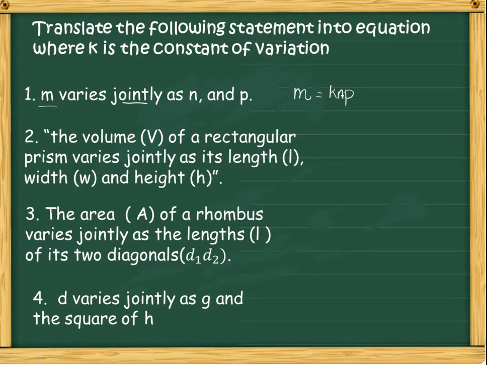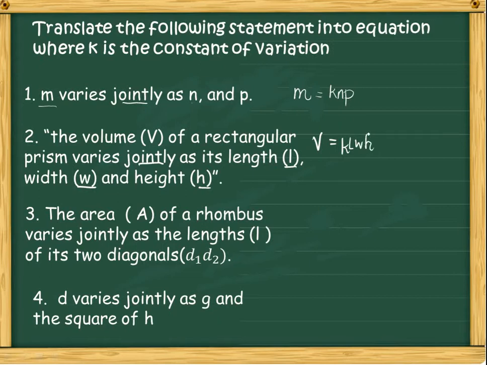Let's have item 2. The volume V of a rectangular prism varies jointly as its length L, width W, and the height H. So, yung unang variable na binanggit ay si V. Isolate natin si V is equal to, we have the word jointly. Joint lang natin si length L, si width W, and si height H kay K. So, V is equal to K times L times W times height.